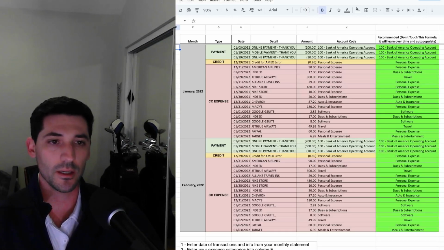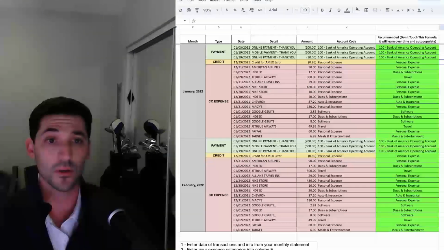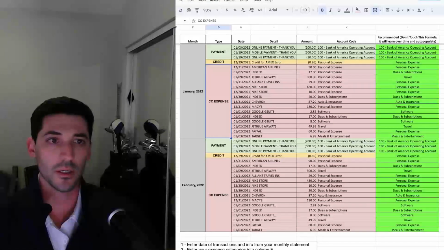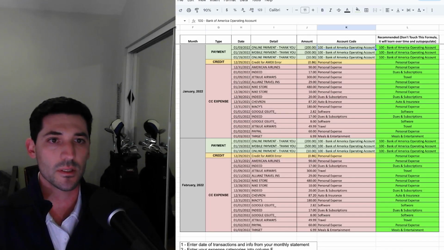So here's a very watered down example of what this looks like. This is each month, the categories of whether it's a payment, credit, or the expenses. You'll basically just copy and paste, throw them all in here with the amounts. The account code is basically your final categories that you're going to want to take over to the following sheet, which I'll explain in a second.